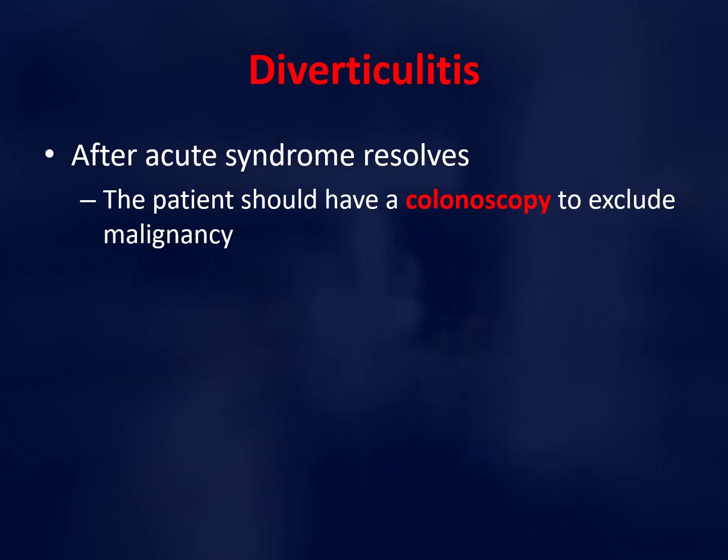What is important to note is that colonoscopy is contraindicated during an episode of acute diverticulitis due to the high risk of perforation. After the acute syndrome resolves, the patient should have a colonoscopy to exclude an underlying malignancy. We should usually wait 4 to 6 weeks before performing a colonoscopy after an episode of acute diverticulitis. And when there is a complication, we should wait longer, around 8 weeks.